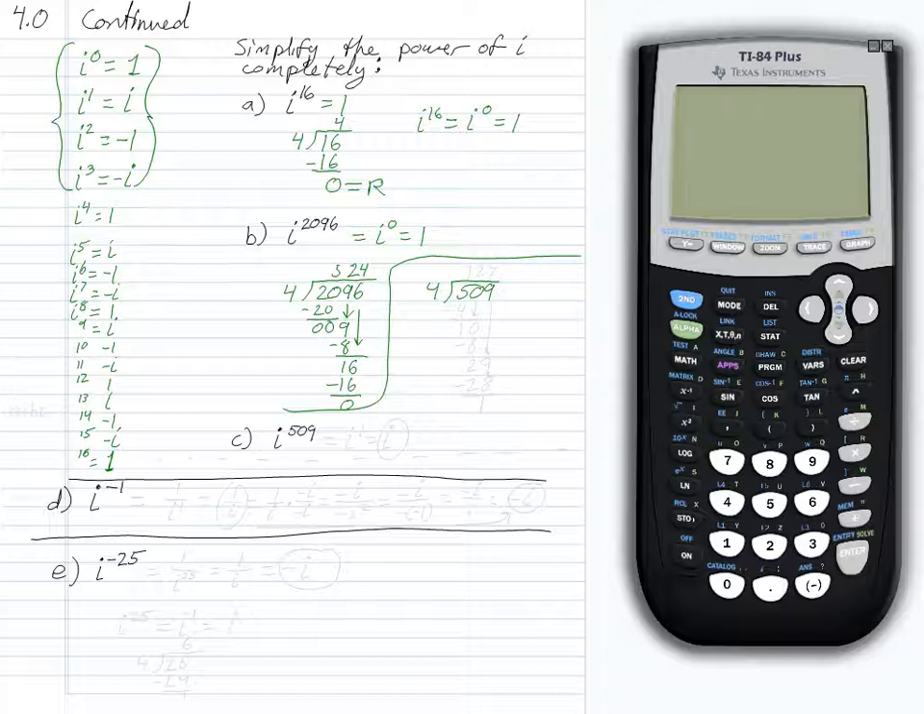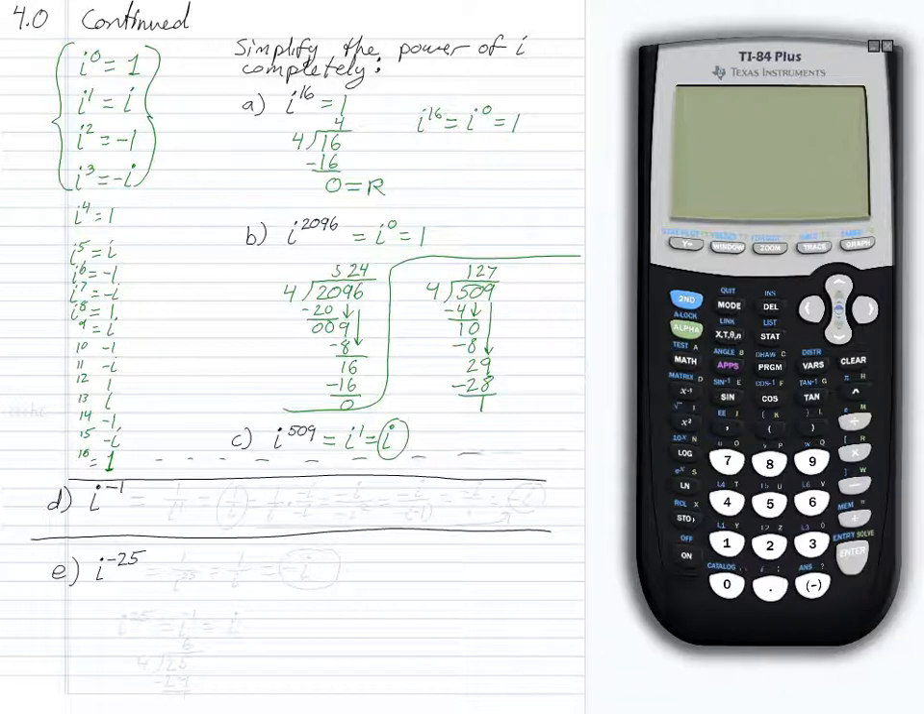And I think we can fit 4 into 5 once, leaving a 1. Bring down the 0, and we can fit 2 4s into 10. We subtract 8, that leaves us with a 2, bring down the 9, and I think we can fit 7 4s into 29, so 28 is a multiple of 4. So we have a remainder of 1 in this case. We would say i to the 509 is equal to i to the 1st, and anything to the 1st is itself. So there we get our solution for i to the 509th.